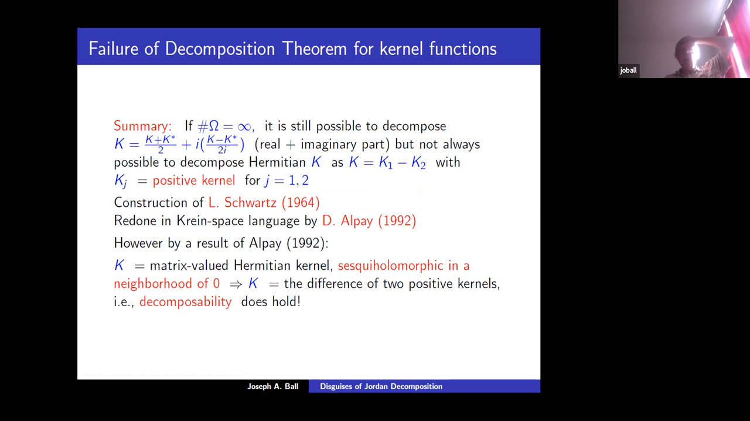However, if, say, omega is an open set containing zero in the complex plane, a disk in the plane, and K has additional structure, it's holomorphic in the first variable and conjugate holomorphic in the second variable, then indeed you can write it as a difference of two positive kernels. Decomposability does hold. So that shows nice things happen if you introduce more structure. Next page.